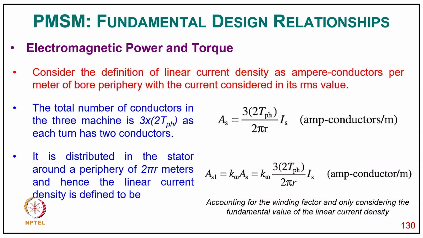Here the total number of conductors in a three-phase machine is 3 into 2 T_ph, as each turn has 2 conductors, and A_s equal to 3 into 2 T_ph divided by 2 pi r into I_s, that is ampere conductors per meter, and it is distributed on the stator around the periphery of 2 pi r meters, and hence the linear current density is defined as A_s1 equal to k_w into 3 into 2 T_ph I_s upon 2 pi r ampere conductors per meter, accounting the winding factor and only considering the fundamental value of the linear current density.